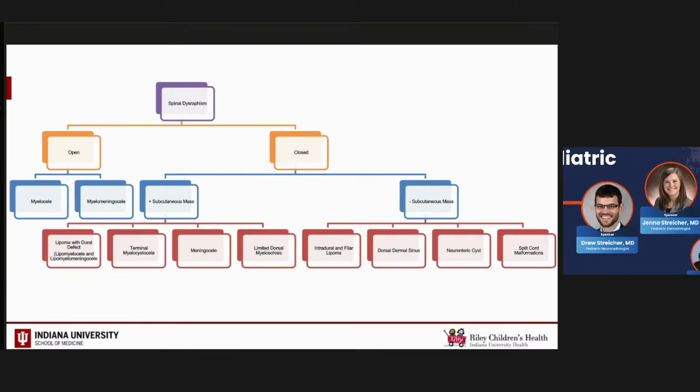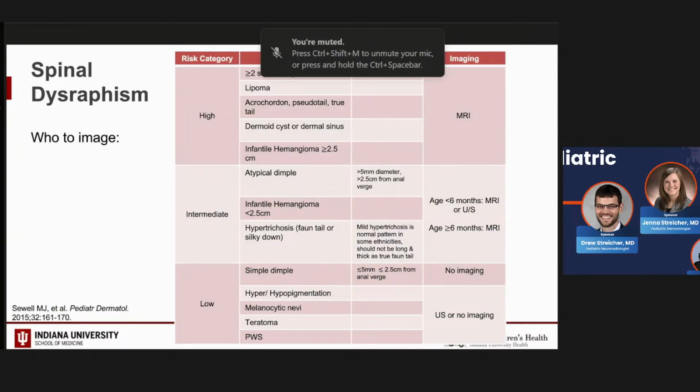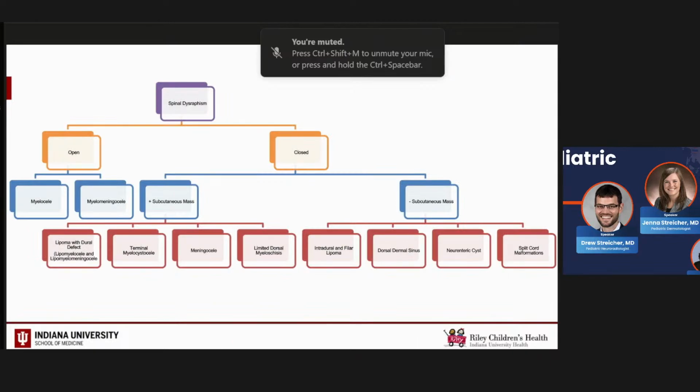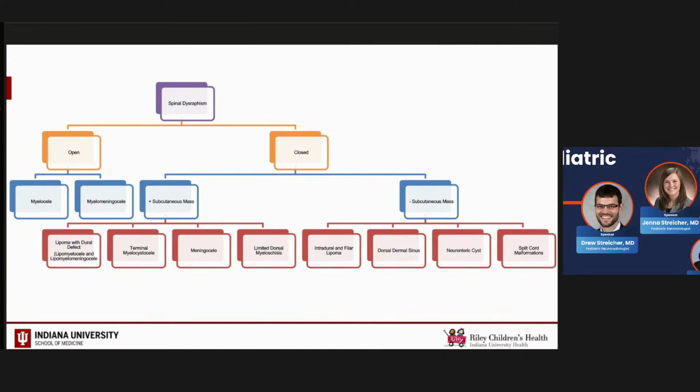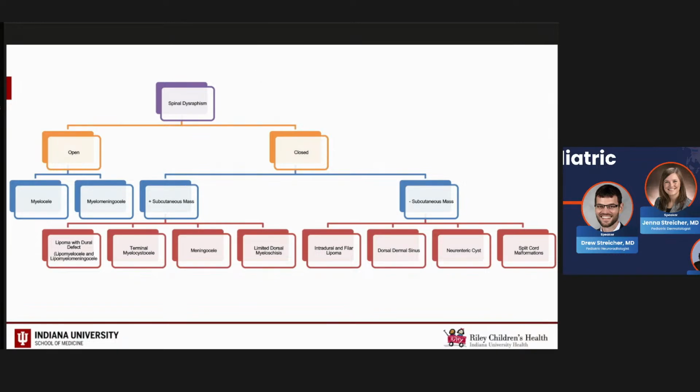All right, and then in regards to, if we're going to do an MRI, with consideration to contrast, we usually do not need contrast in these cases. So that's just one thing to think about protocol-wise. All right, so let's just kind of form this in our mind of categorizing this very large, heterogeneous group of spinal dysraphism. So the first thing we want to think about is, is it open or closed?